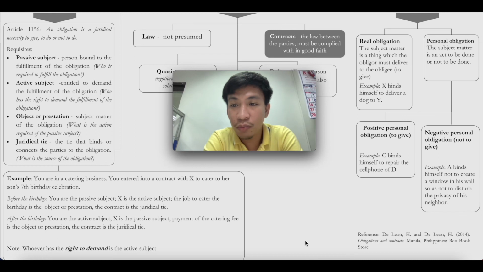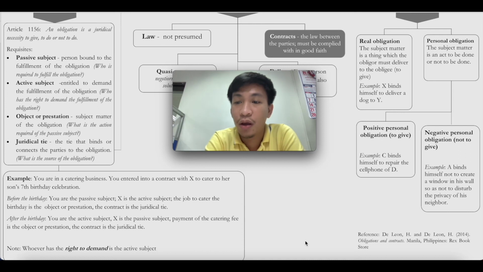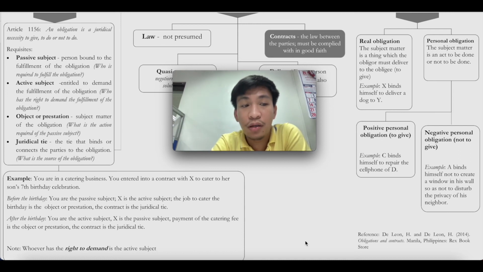While in a negative personal obligation, or an obligation not to do something, basically you are prohibiting someone to do something. Example diyan, A binds himself not to create a window in his wall so as not to disturb the privacy of his neighbors. Diyan, the object or prestation of the obligation is not to create a window in his wall. Para daw di maistorbo yung privacy ng mga kapitbahay.